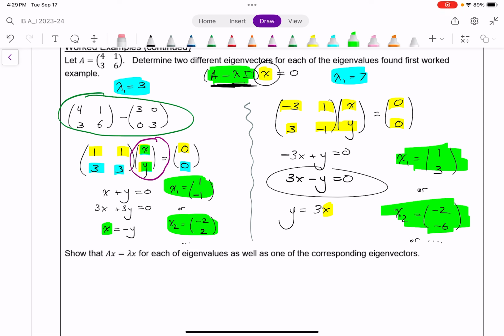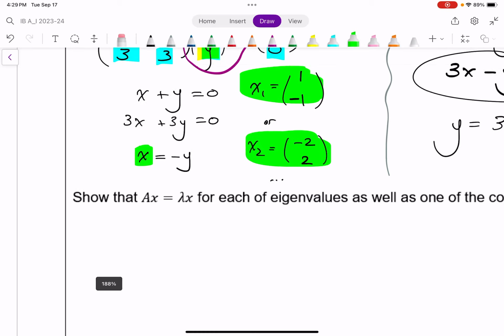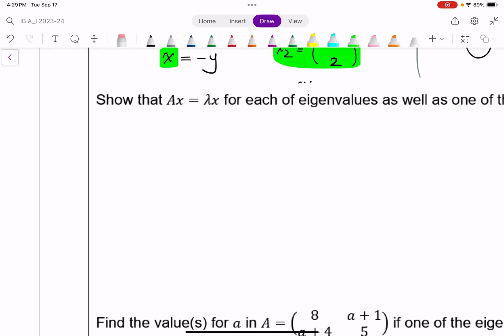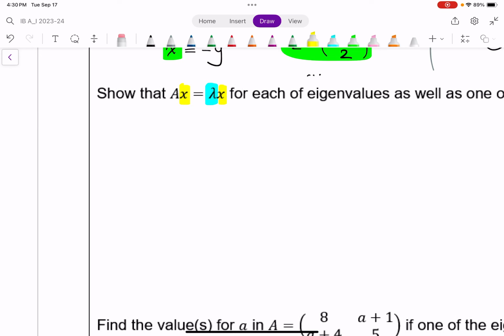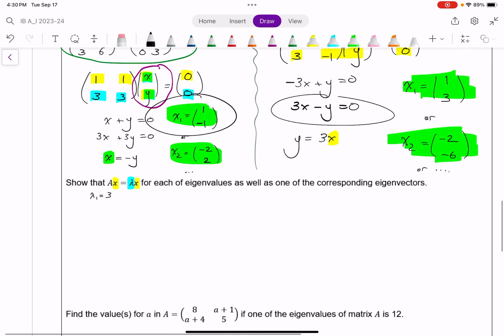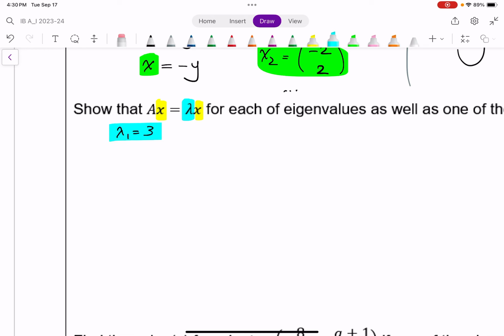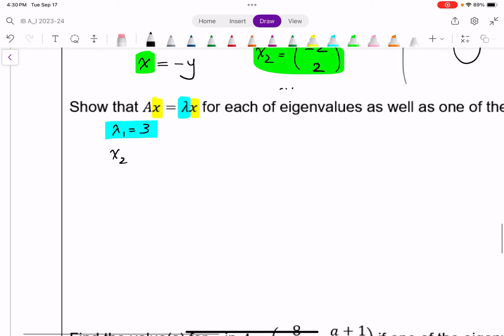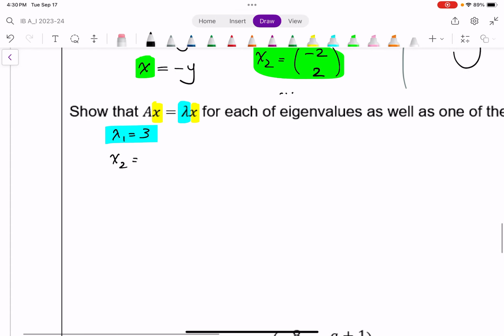So what does that mean? Well, for any pair of eigenvectors and eigenvalues, this should be true. The matrix times the eigenvector should be the same as the eigenvalue times that same eigenvector. Okay, so let's look at the example for lambda 1 equals 3. And let me pick one of these 2 matrices. I'll pick this one here. So when we have an eigenvalue of 3, one of my possible eigenvectors was 1 over negative 1.